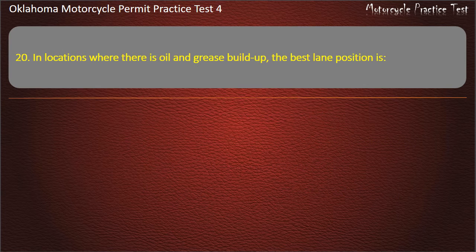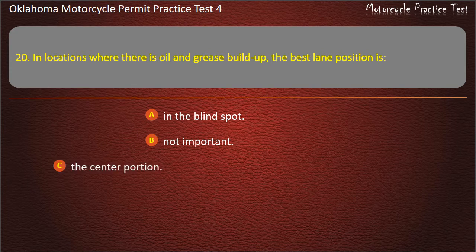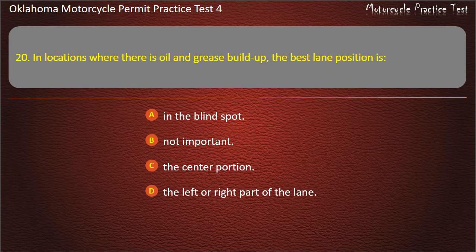Question 20. In locations where there is oil and grease buildup, the best lane position is in the blind spot. Not important. The center portion. The left or right part of the lane. Answer. The left or right part of the lane.